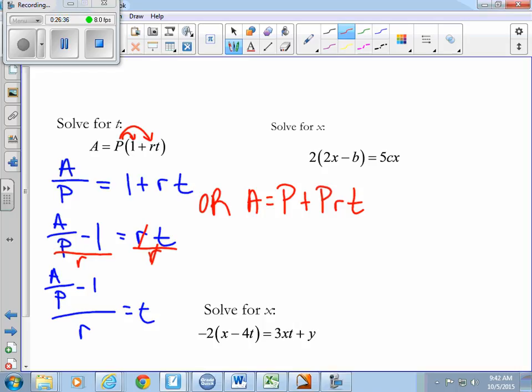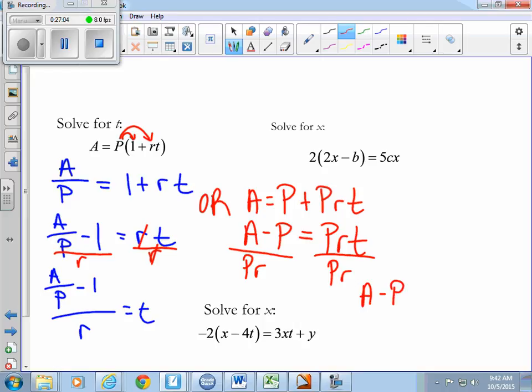Now let's subtract P. You notice we are just practicing undoing things, right? So everyone kind of see that? And then what would the last step be? Divide by PR. At first glance, it doesn't look like these are the same answer, but they are. You would have to get a common denominator over there to see that, but they are the same thing.